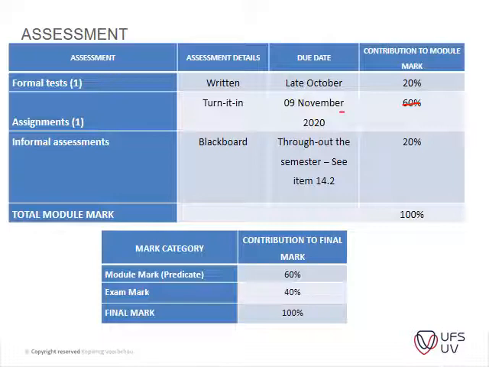Then your informal assessments will be written throughout the semester, and I'll let you know. You'll also see the provisional dates when I post the program on the announcements. Okay, that will amount to 100% of your semester mark. This will count 60% towards your final mark, and your final examination will count 40% towards your module mark, or your final mark at the end of the year. Okay, so please be mindful of this. If there's any questions on this, you're more than welcome to contact me.